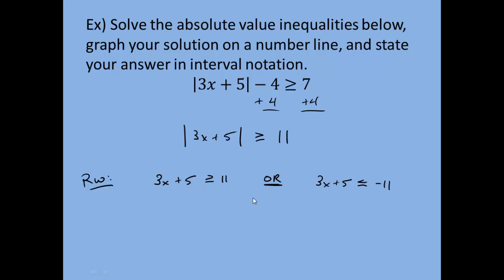And now we want to solve each of these individually. So I'll solve this left inequality first. I'll subtract 5 from each side here. And I've got 3x is greater than or equal to 11 minus 5, which is 6.